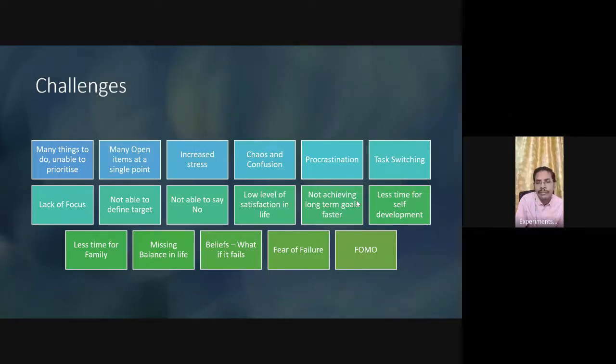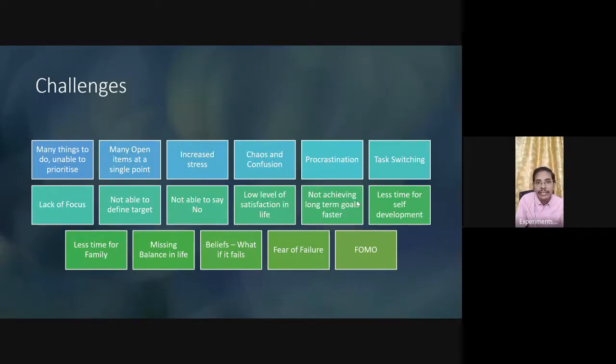Less time for the family, because we spend most of the time in college and with friends. So we tend to spend less time with family during the college days. So, missing balance in life. We don't know what we are doing in certain areas of our life, say for example our family time, our personal development, our health. If we are focusing only on the studies, the rest of the areas of our life also get affected, so we miss out on the balance in life. When we say balance in life, everything takes an important part and we allocate certain time for each thing.